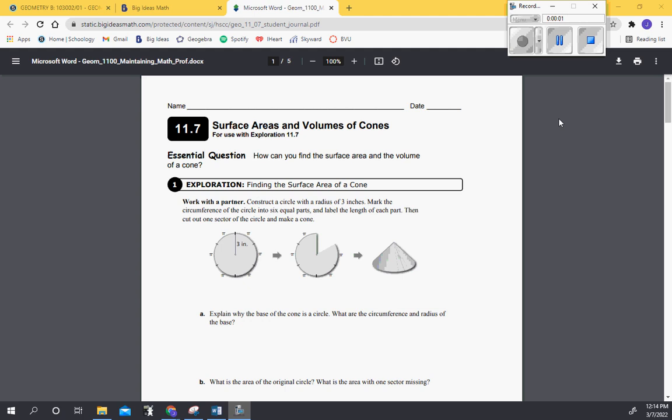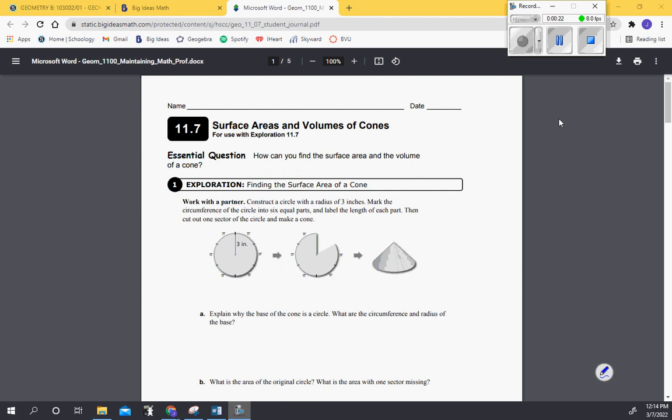Okay, 11.7 is talking about surface area and volumes of cones. Surface area has to do with the outer part of the shape. That's not just with cones, but with any shape. Any three-dimensional shape has a surface area.